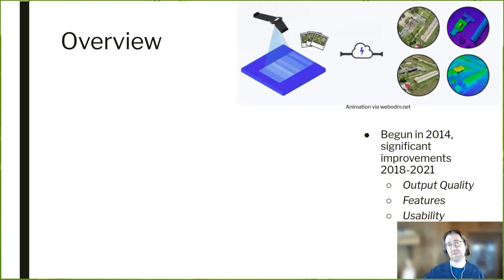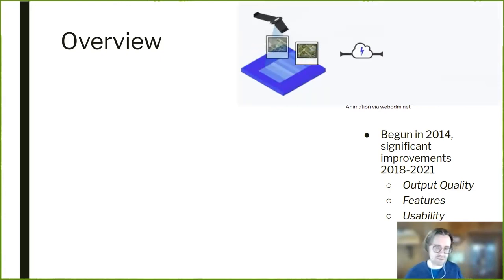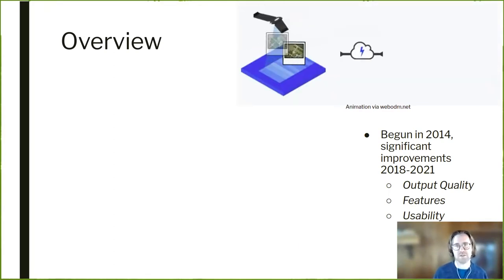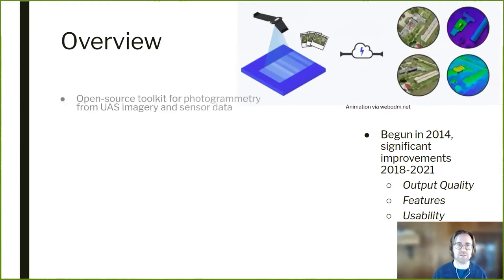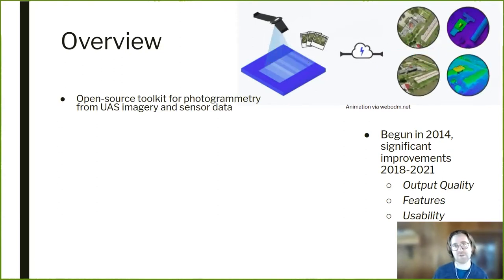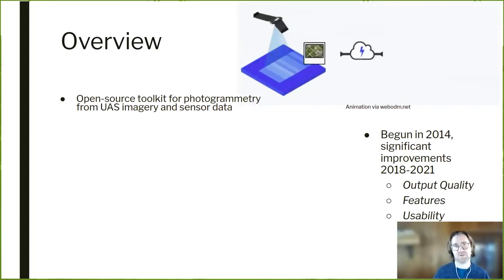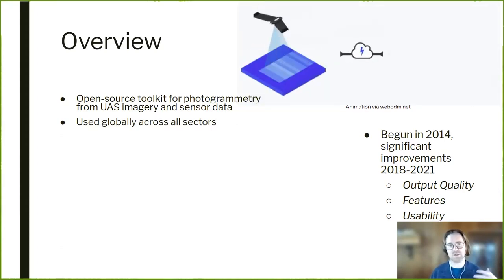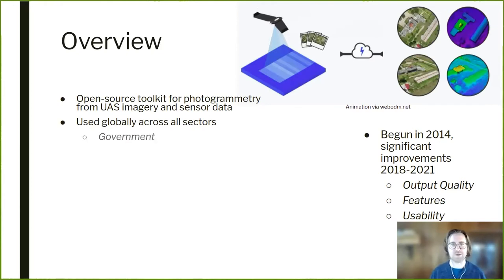So it started in 2014, with really significant improvements and changes in output quality, features, and usability beginning when Piero Tofanin co-founded the ecosystem in 2018. It's an open source toolkit for photogrammetry from UAS imagery and other cameras. That's basically taking a bucket of images and turning them into geographic products. What's been exciting has been to see the growth of it as it's been used at a global scale across all sectors.